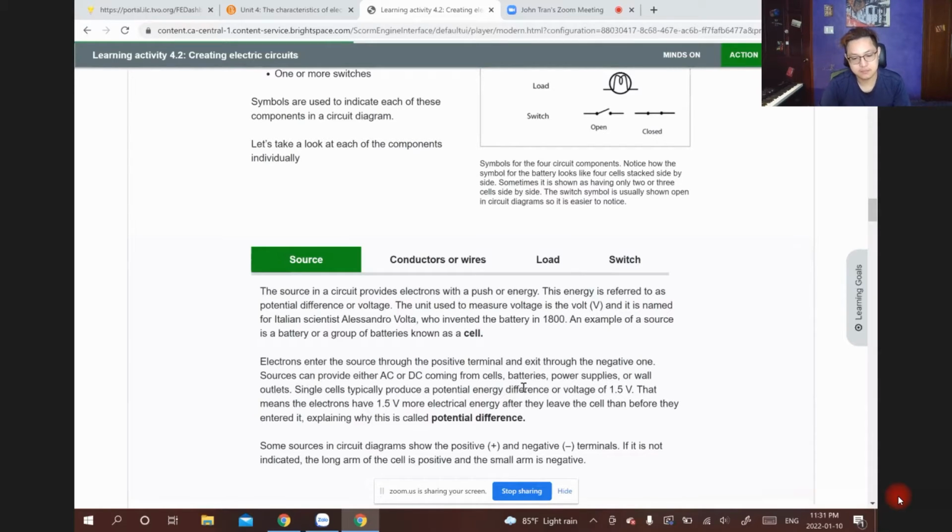That means the electrons have 1.5 volts more electrical energy after they leave the cell than before they enter it, explaining why this is called potential difference.